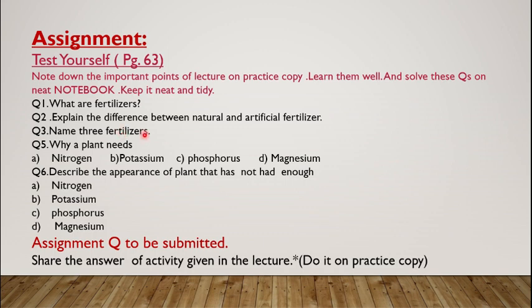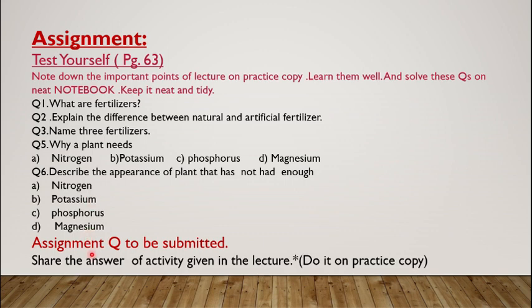Natural fertilizers come from sewage sludge, manure, compost, or guano. Why does a plant need nitrogen, potassium, phosphorus, and magnesium? The importance of these mineral elements is given in the table. You have to write down the importance of these for the plant. Question number 6. Describe the appearance of a plant that has not had enough nitrogen, potassium, phosphorus, and magnesium. Deficiency signs or symptoms due to the deficiency of these mineral elements for a plant.